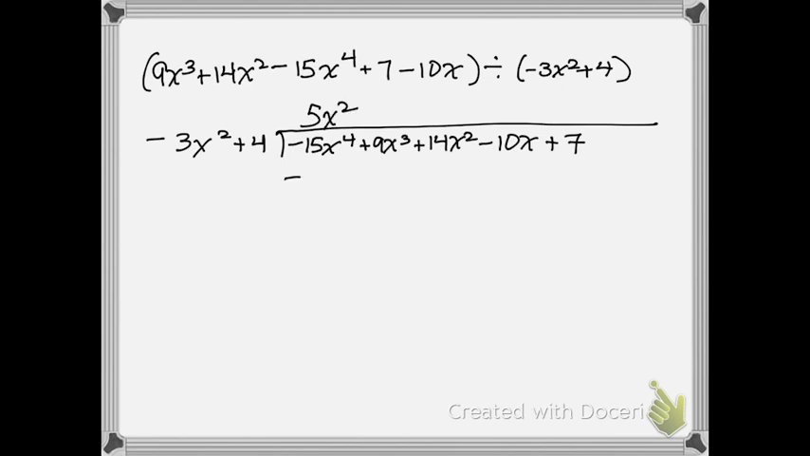So that'll give me negative 15x to the fourth. And then I'm going to multiply that by 4 and get 20x squared. So 5x squared times 4 will get me 20x squared. And notice that I want to move that over. Be sure and skip the x cubed and place the 20x squared over 1. So don't put it under the x cubed. Put it over under the x squared.